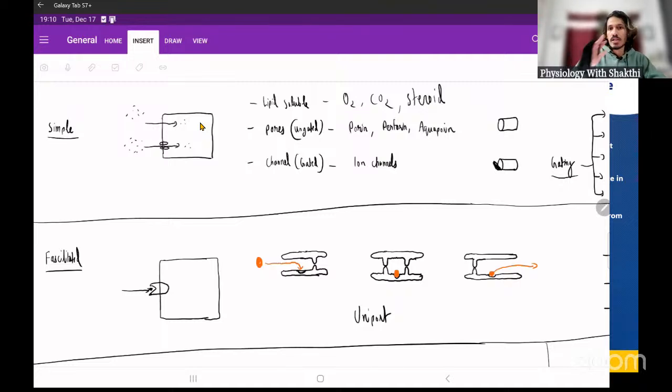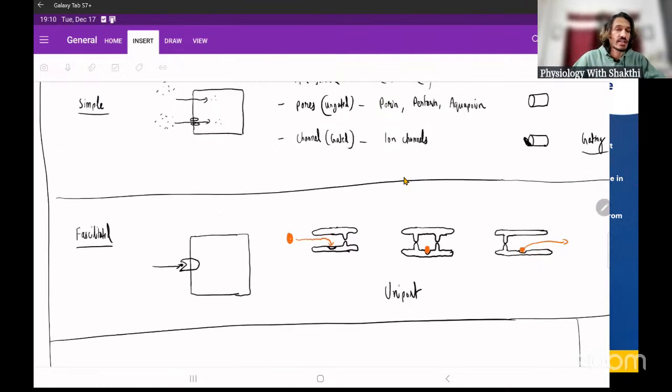So what did you understand here? First, you have to talk about one particular thing, simple diffusion. You give a diagram for it if possible. And under that, you give the different types and give examples of each of these. So this is how this answer needs to be written. And then we have facilitated diffusion.